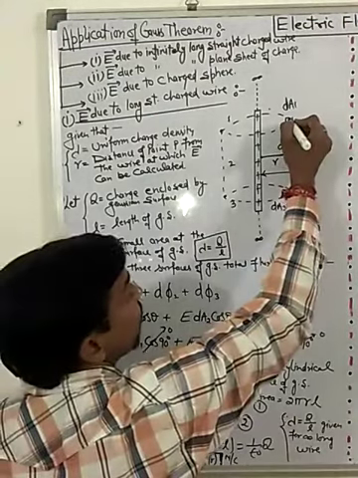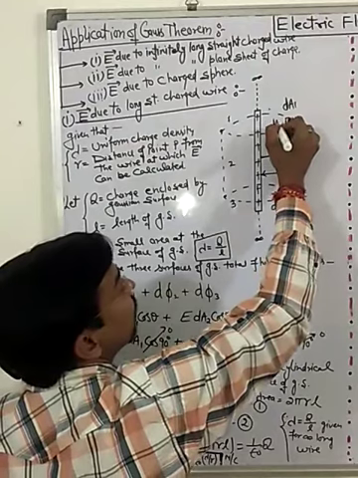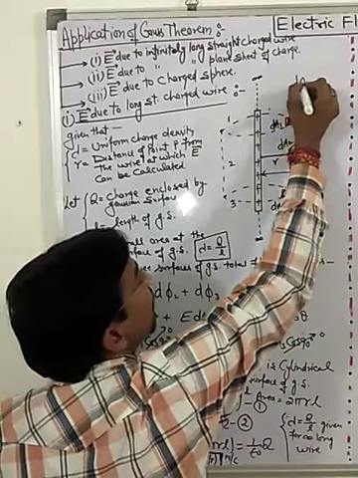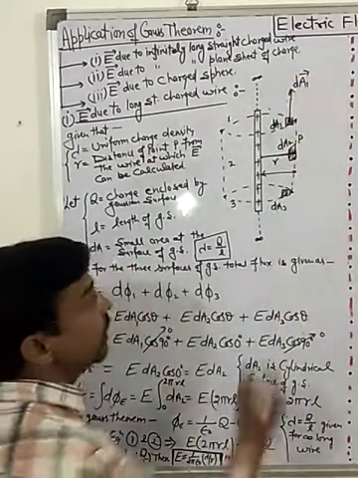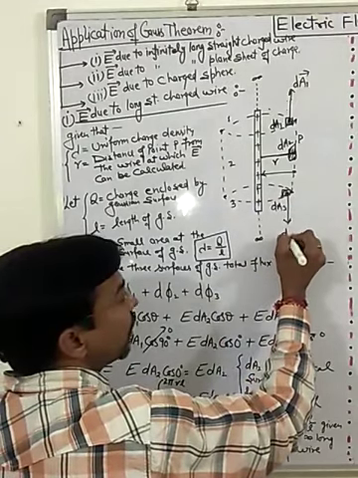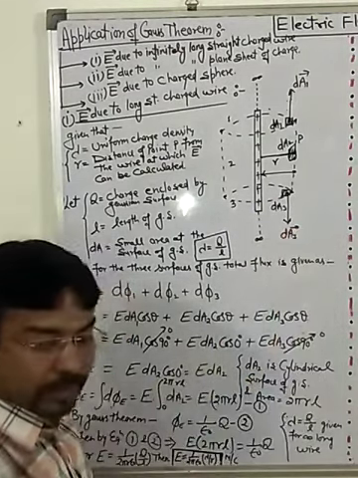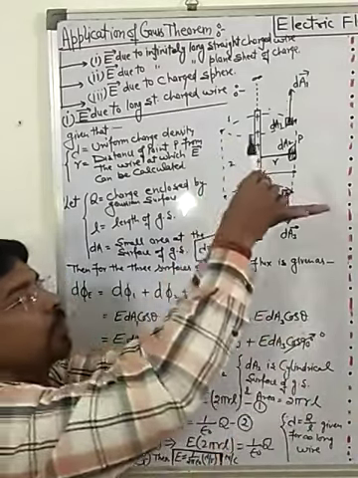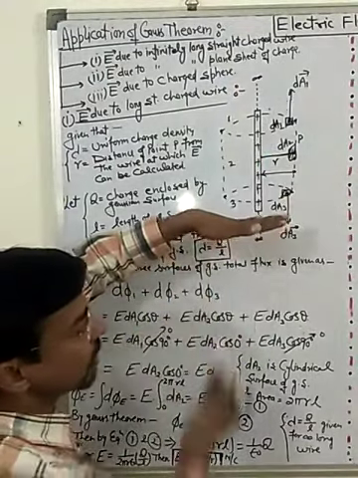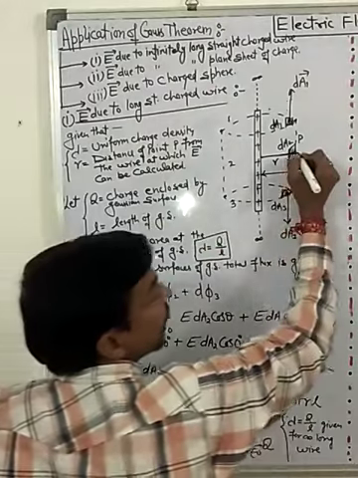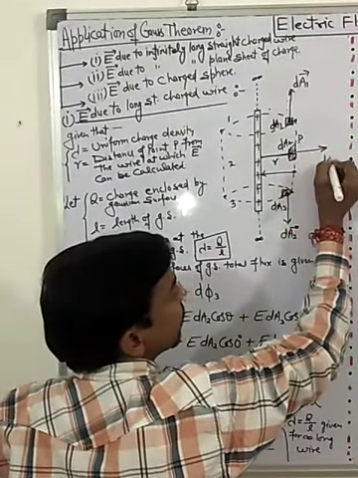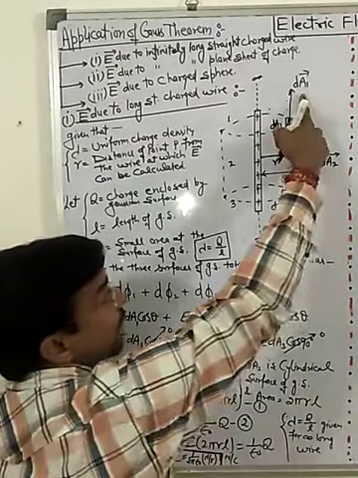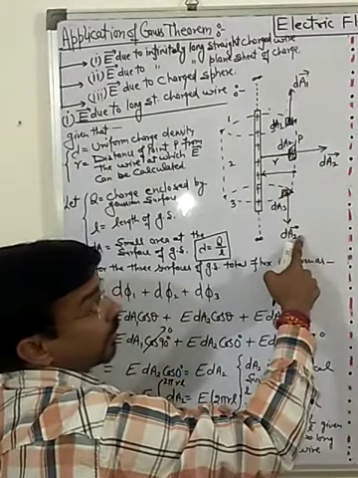You know very well what the direction of dA1 should be: it must be perpendicular outward. In any such condition, the area vector must be perpendicular outward. So for the upper surface it is perpendicular outward, for the lower surface it is perpendicular outward, and for the curved surface dA2 is also perpendicular outward. So there are three different surface area vectors, dA1, dA2 and dA3.